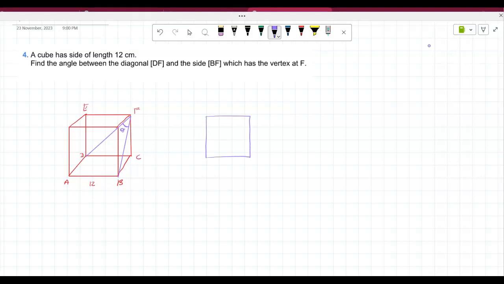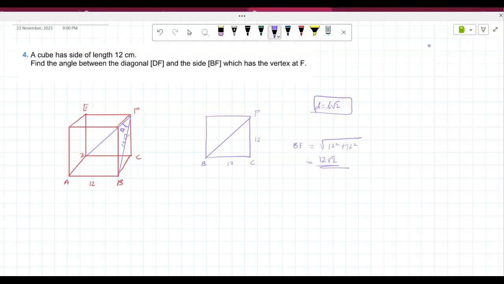So what you have is, suppose I draw this face. See, look here. This is there. Now this is 12. This is 12. So BF will be root of 12 square plus 12 square. The diagonal of a square is L root 2. So length multiplied by root 2. So 12 root 2. So this will be 12 root 2.